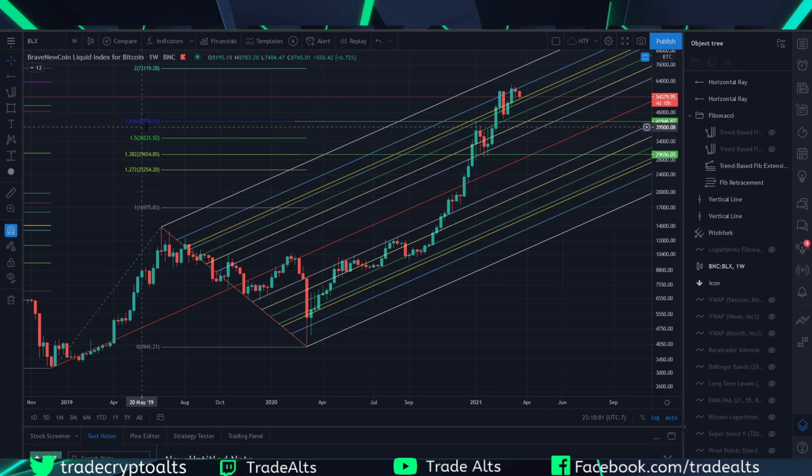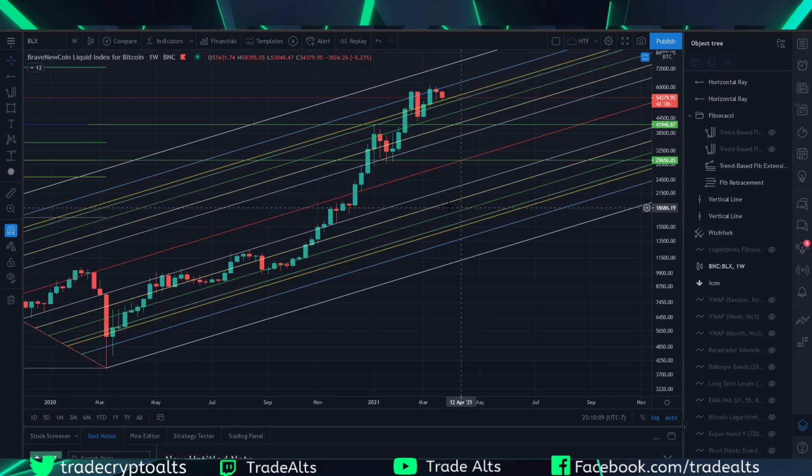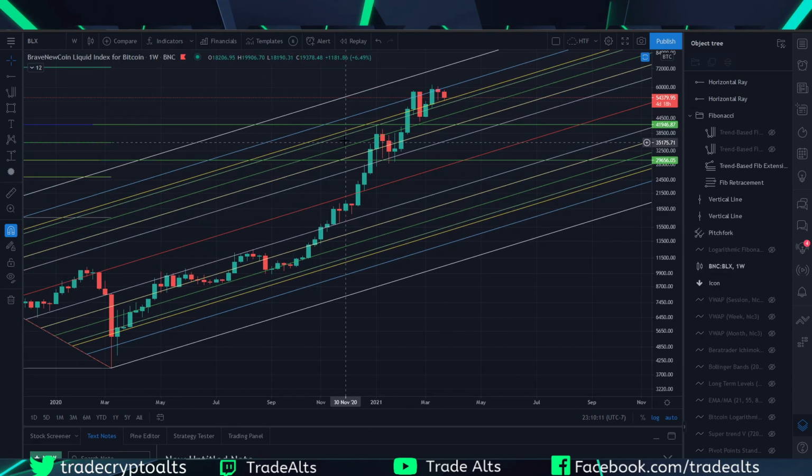Look at your 1.618 fib extension, right? And this green line is just an extension of this blue line. It's just so you can see where price lines up. Now look at this. Here is your 1.618 fib extension. And what does it line up with perfectly? Your 618 of the pitchfork.